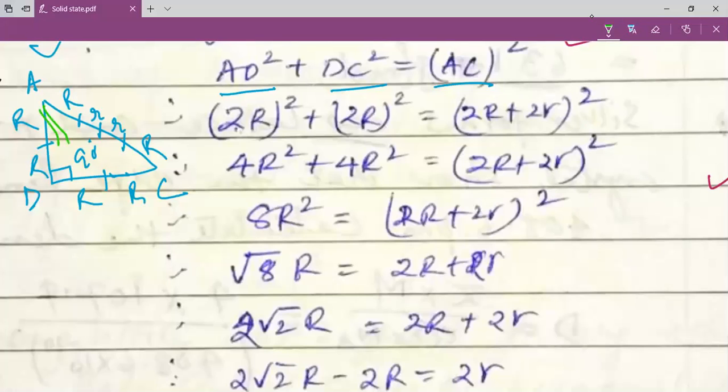This is the distance which is AD. And this distance is R plus R, so 2R. DC is also 2R, R plus R. And this AC is nothing but 2R plus R. So AC we can write as (2R plus R) whole square.